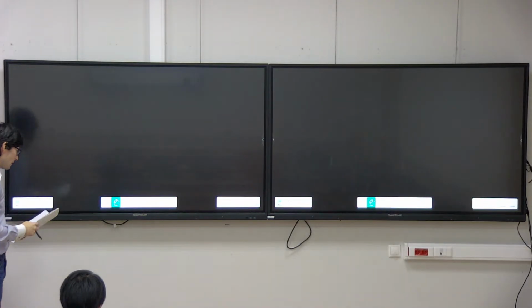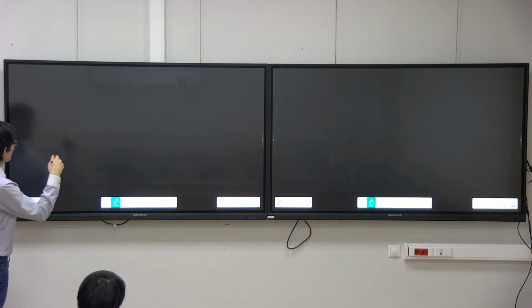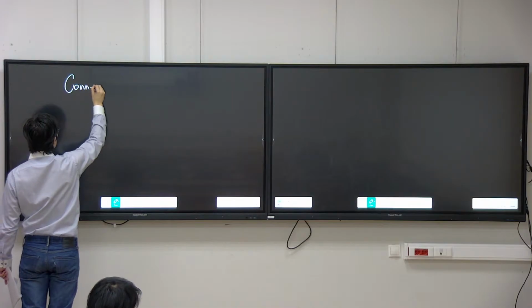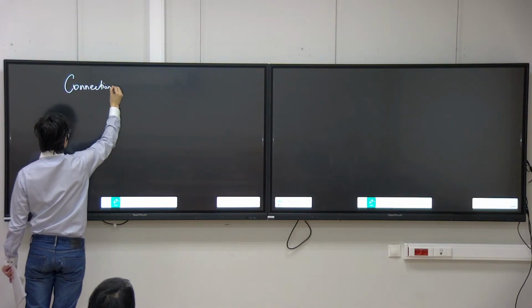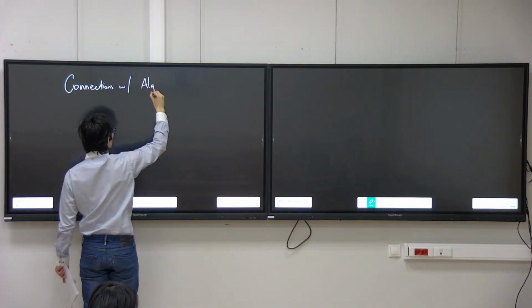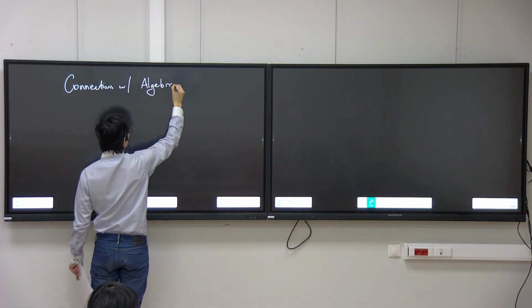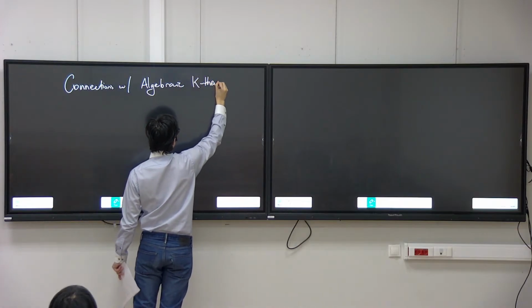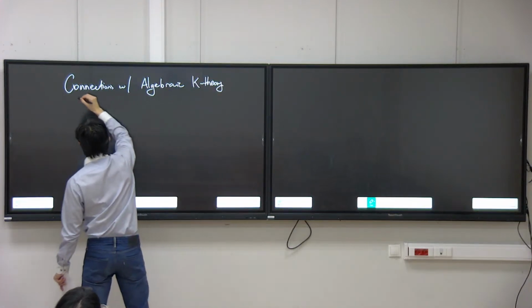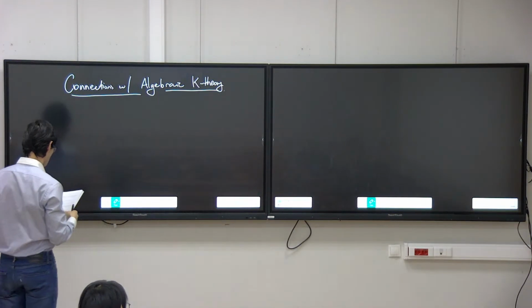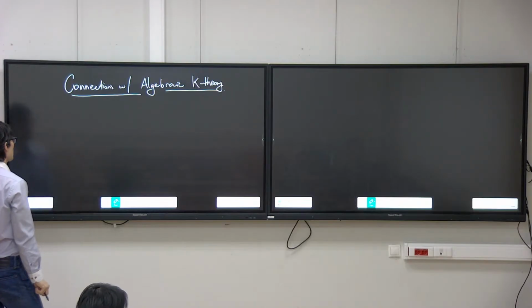Okay, so today, as a final topic, I want to discuss connections with algebraic K theory. So wherever basically motives appear, K theory appears as well. And I guess we'll see how it appears.